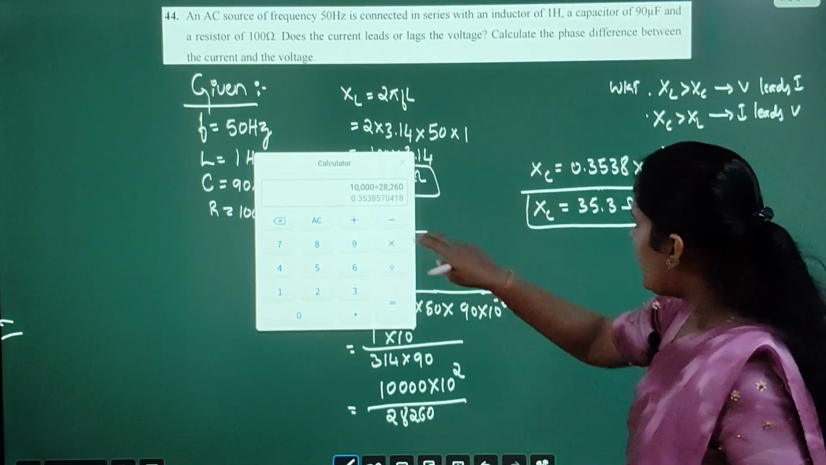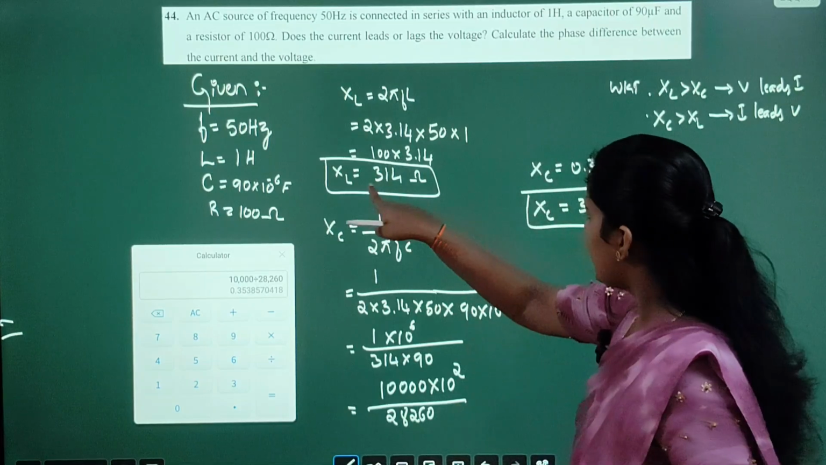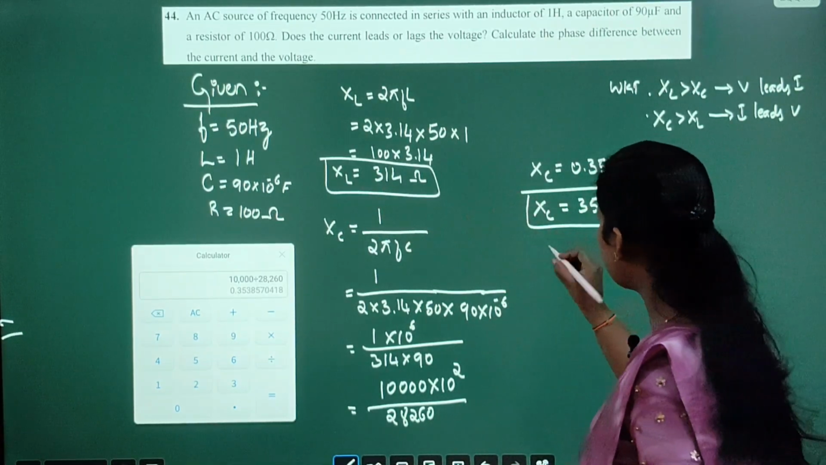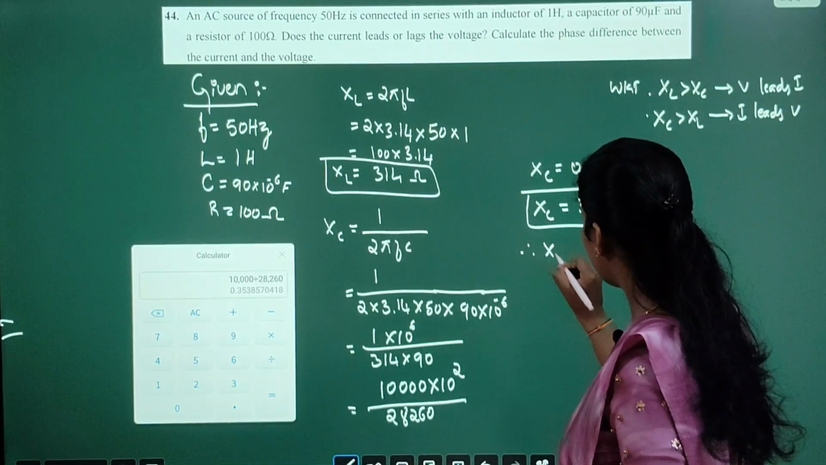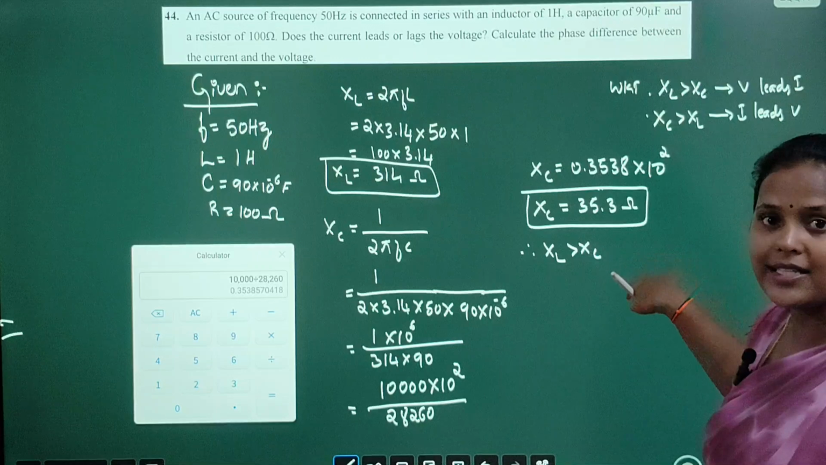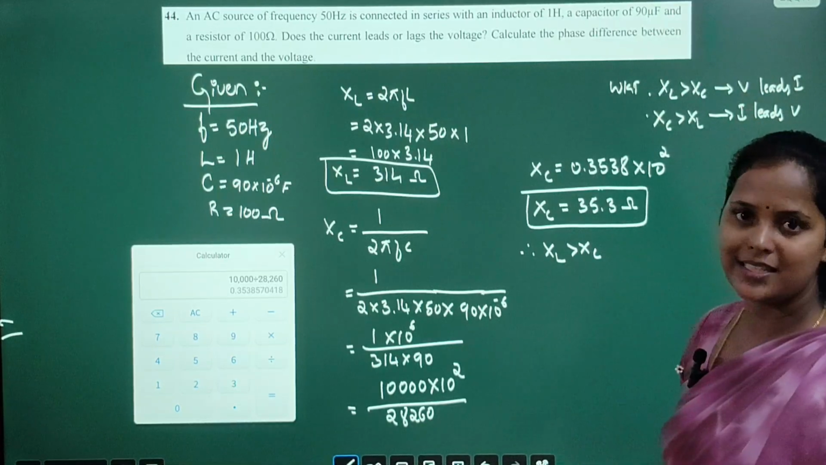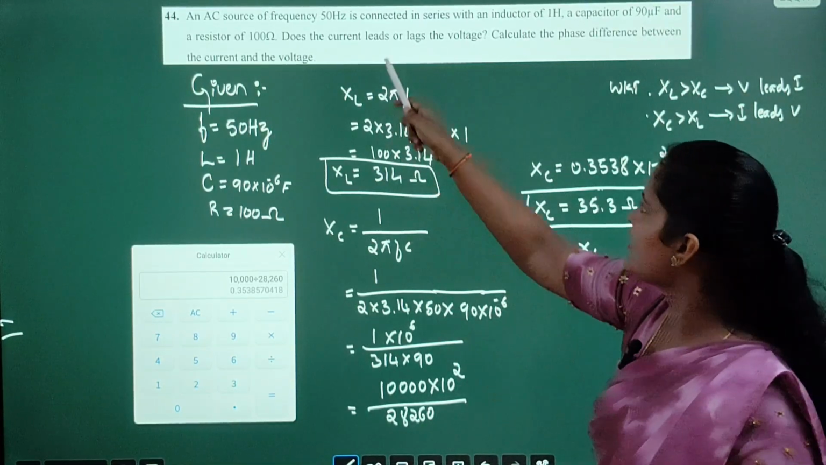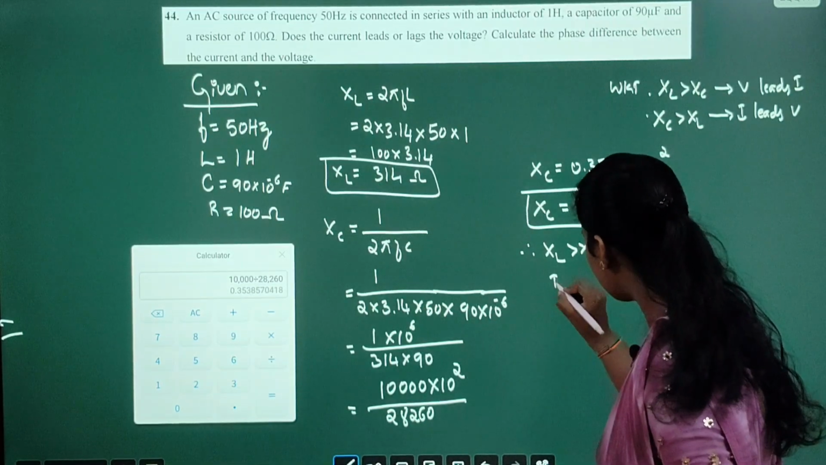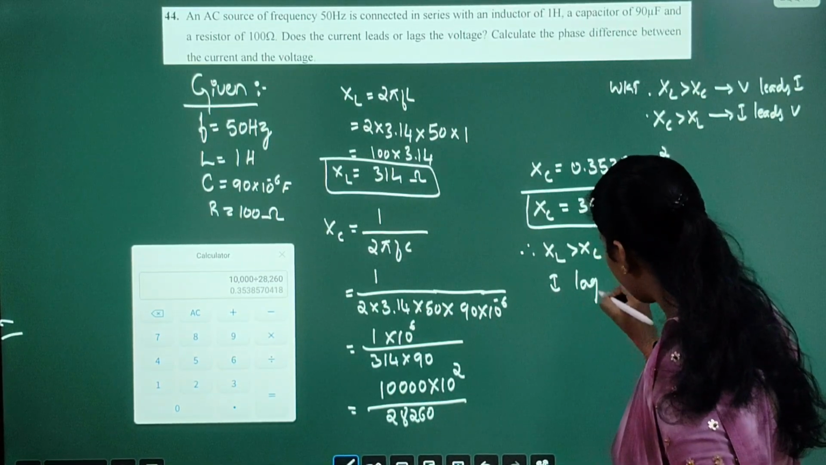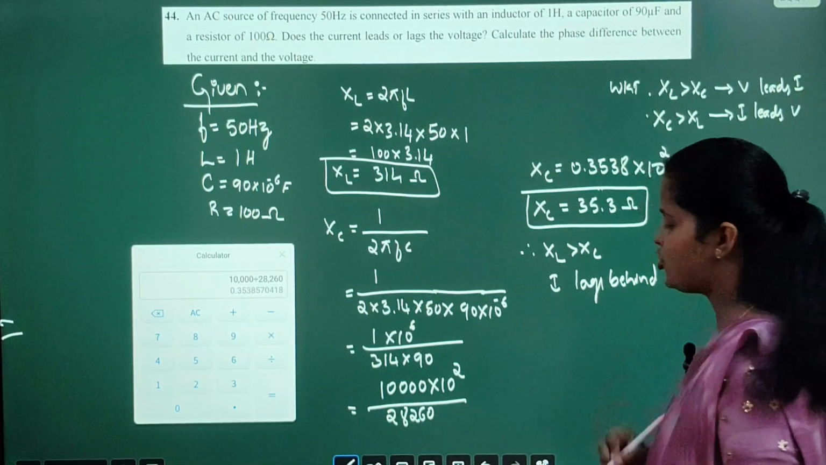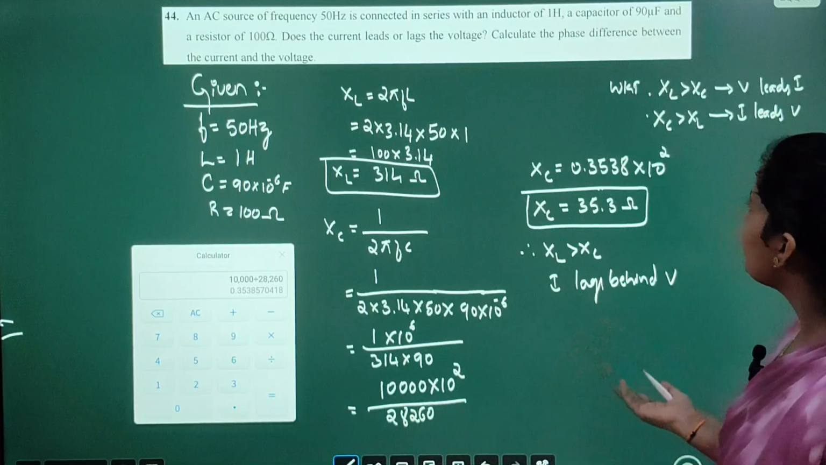Okay, here compare XC and XL. So XL is 314, XC is 35.3. Okay, so XL is greater than XC. Therefore, XL is greater than XC means what? Voltage leads current. But here they are asking whether current leads or lags. So current lags behind voltage.